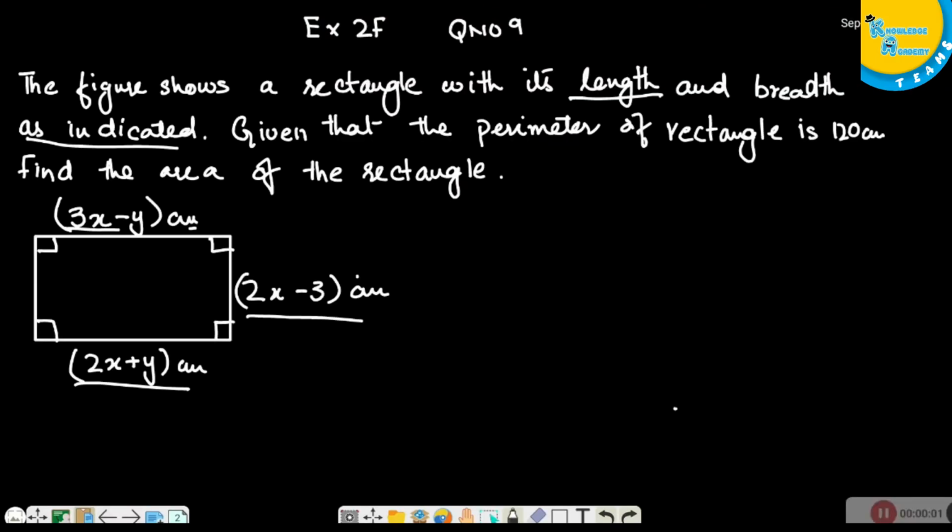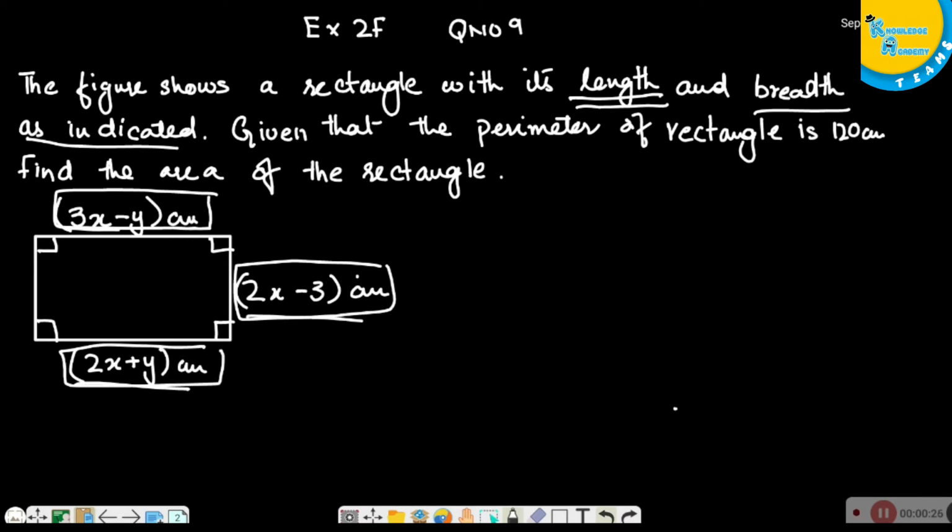Question number 9 of exercise 2F. The figure shows a rectangle with its length and breadth as indicated. So a figure of a rectangle is given, where its length and its breadth are given in the form of equations. The next part is, given that the perimeter of the rectangle is 120 centimeters, find the area of the rectangle.